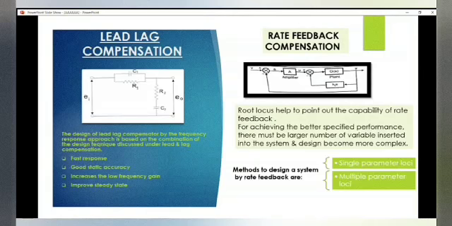Which is having a fast response, good static accuracy, increased low frequency gain, improved steady state.